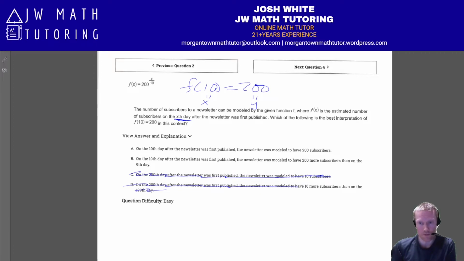And so now it's a question of which of these two is correct. And in the description, again, it says, f of x is the estimated number of subscribers. So on the 10th day, we plug in 10, whatever our output is, or whatever our y value is, that's the number of subscribers on that day. So the correct answer is going to be A, because it doesn't say anything about the number of subscribers compared to the previous day. That's what it would have to say for answer choice B to be the correct one. But it doesn't say that. It just says it's the total number of subscribers on this specific day. So the correct answer is letter A.